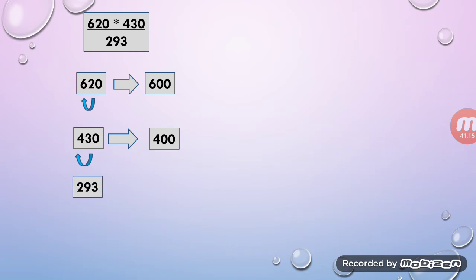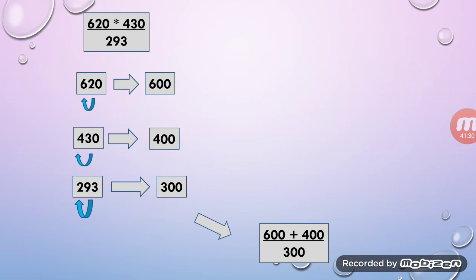The 293, we can see that 9 is a number larger than 5. So the 2 will increase to a 3. The 9 and 3 after will be replaced with zeros, leaving us with the number 300. All of this creating our new expression 600 times 400 over 300 will give us our grand total of 800.